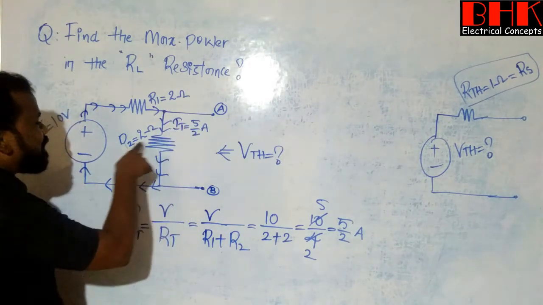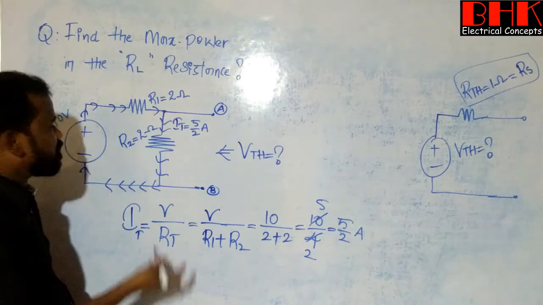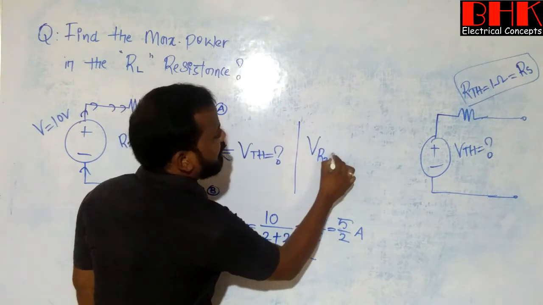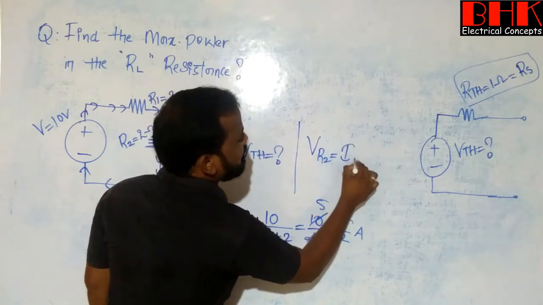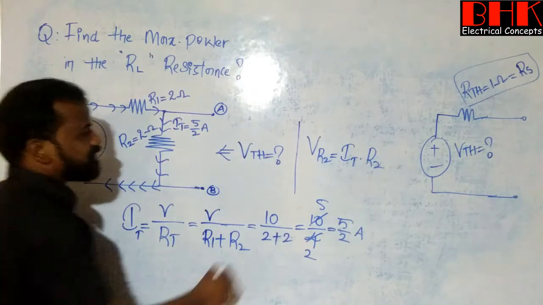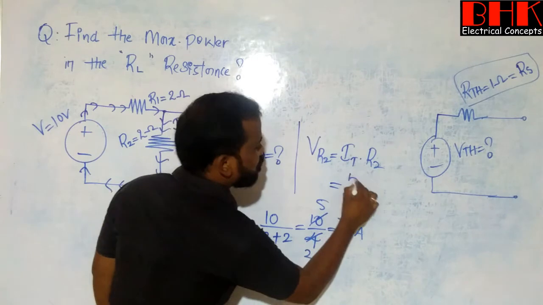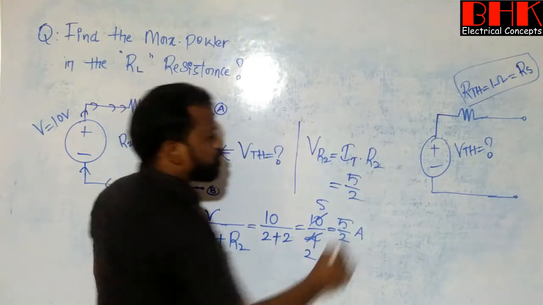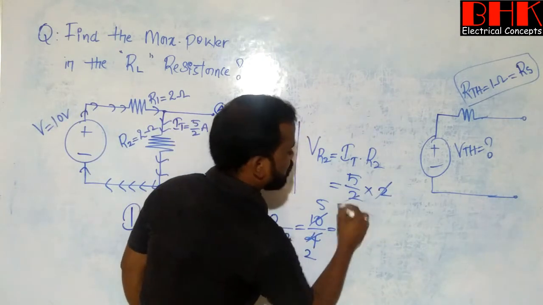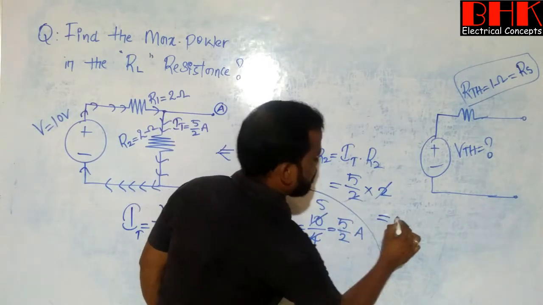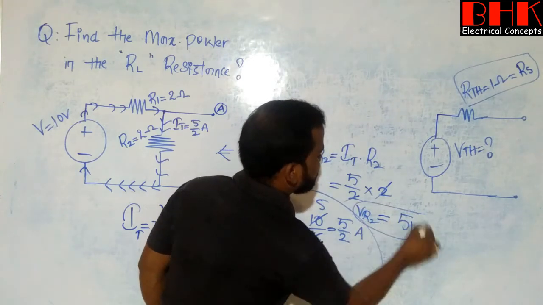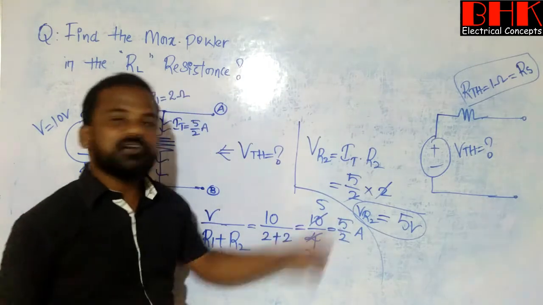Now current multiplied with R2 will give the value of what? Voltage drop. Clear? Now see here. So the voltage drop across the R2 resistance is equal to the total current into the value of the R2 resistance. That is equal to total current how much? 5 divided by 2 into what is the value of R2 how much? Yes, 2. Now 2 2s are 4, that is equal to 5 volts. So the voltage across resistance R2 is equal to 5 volts.